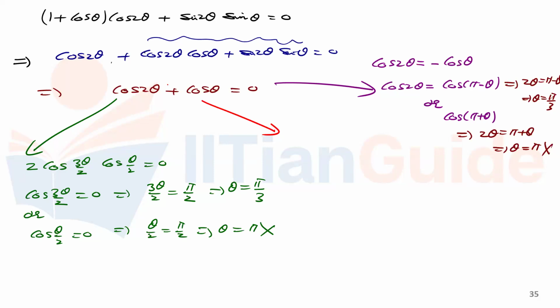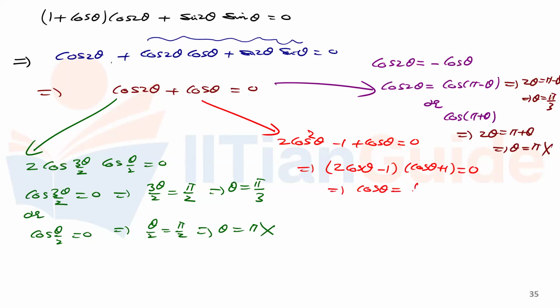So I am writing cos 2 theta, that is 2 cos square theta minus 1, after that cos theta to be 0. Basically, I have got a quadratic equation. So I'm just writing directly. I'm factorizing. I can factorize. I can say 2 cos theta minus 1 is a factor, and cos theta plus 1 would be another factor. Okay. So basically, I have got cos theta to be half and cos theta to be minus 1.